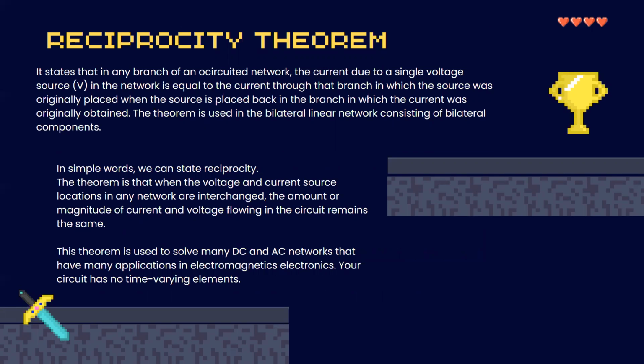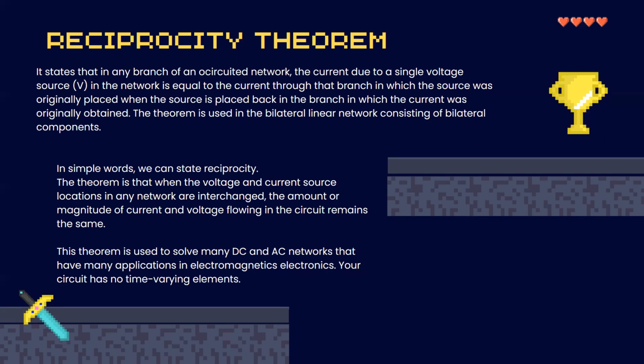Reciprocity theorem. It states that in any branch of a linear network, the current due to a single voltage source in the network is equal to the current through the branch in which the source was originally placed when the source is placed in the branch in which the current was originally obtained. The theorem is used in a bilateral linear network.